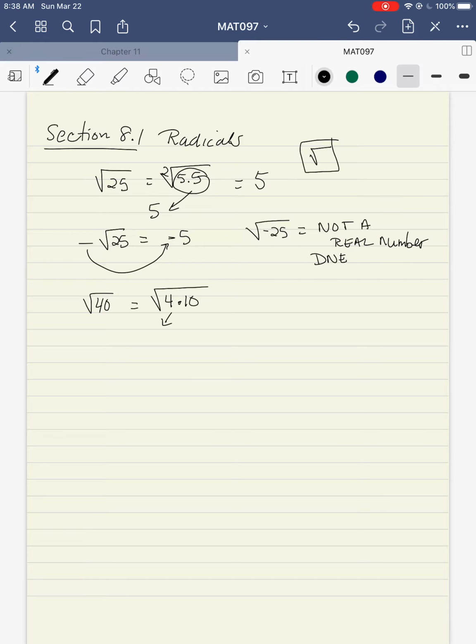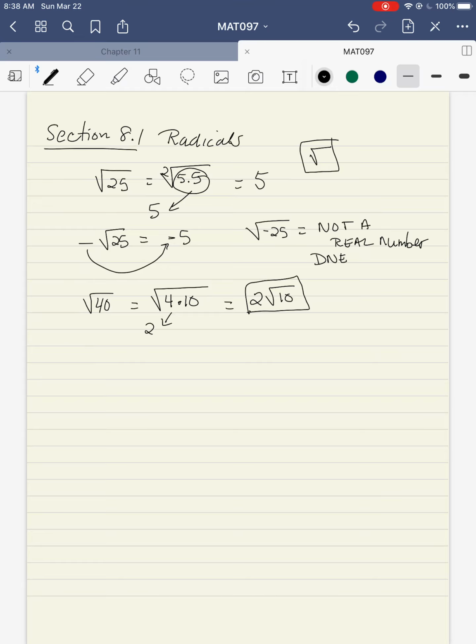And 4 is a perfect square, which is a 2. So when you're doing your answer, you take the square root of 4 out as a 2, but you leave the 10 inside because the 10 is not a perfect square root. So the exact answer for the square root of 40 is going to be 2 root 10.